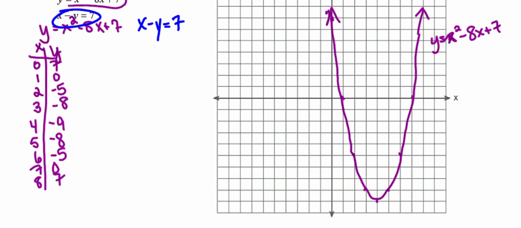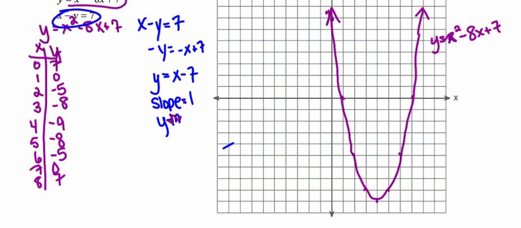The first thing I need to do is manipulate it algebraically so that it's in the form y equals mx plus b. So I'm going to start by subtracting an x from both sides. So negative y is equal to negative x plus 7. And then I don't want a negative y, I want a positive y, so I'm going to take the opposite of each and every term in my equation. So y equals x minus 7. So this line has a slope equal to 1 and a y-intercept of negative 7.